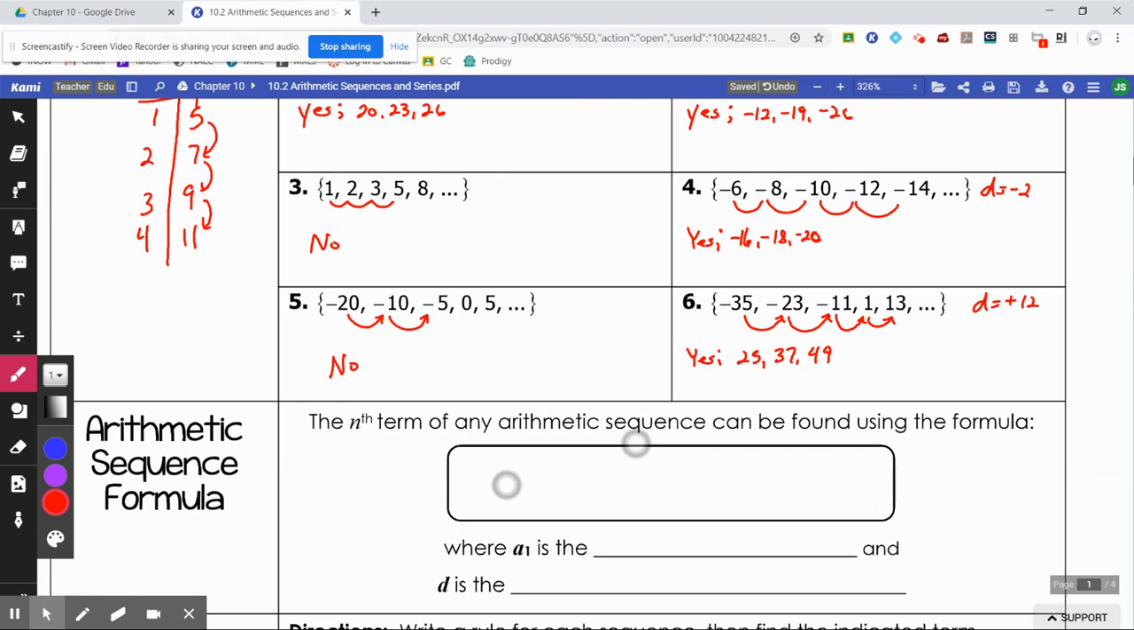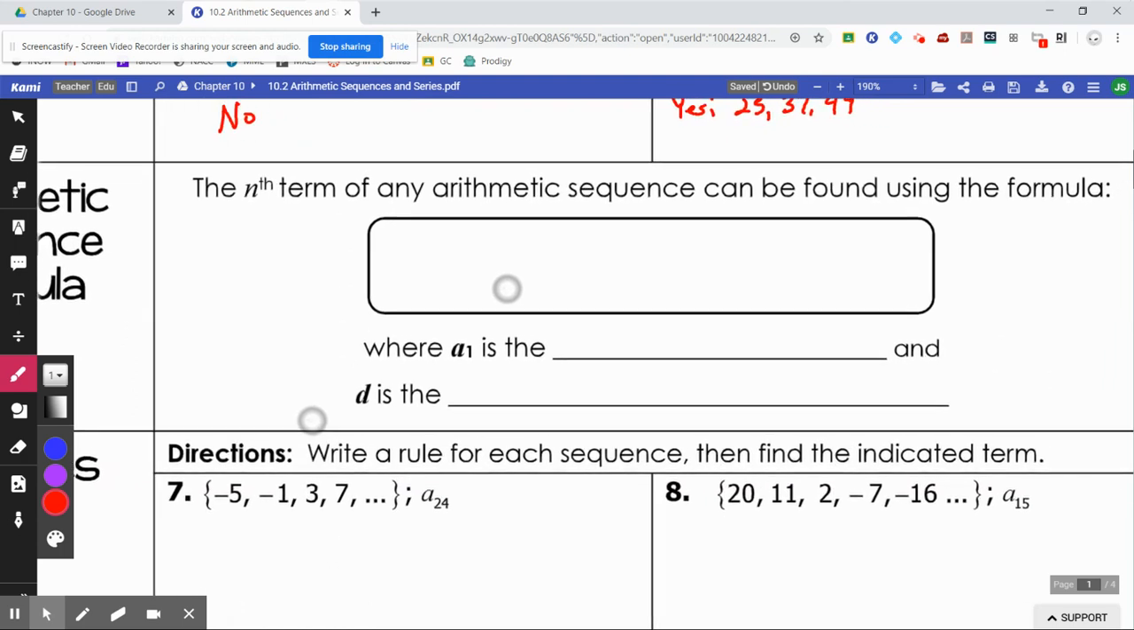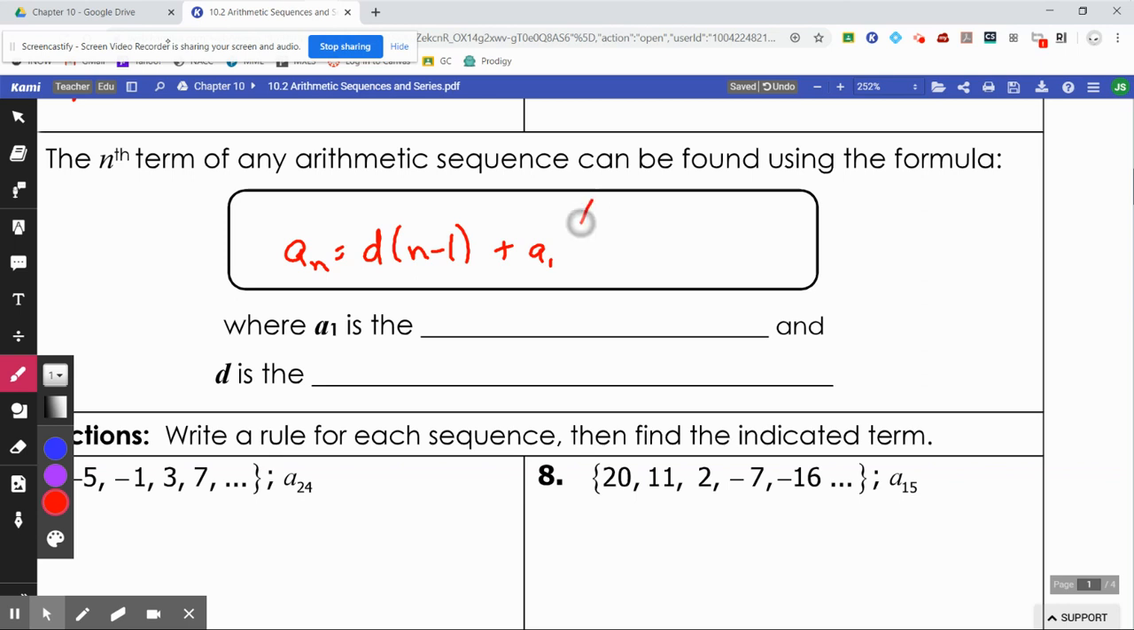Okay, now here's the formula that they use. Arithmetic sequence formula. The nth term of any arithmetic sequence can be found by using this formula: a sub n is equal to d times n minus 1 plus a sub 1. Now, I like using a different formula. I like using y minus y1 equals m times x minus x1, point slope.